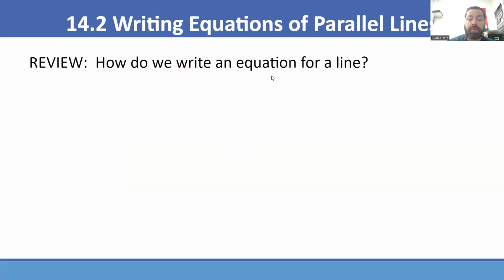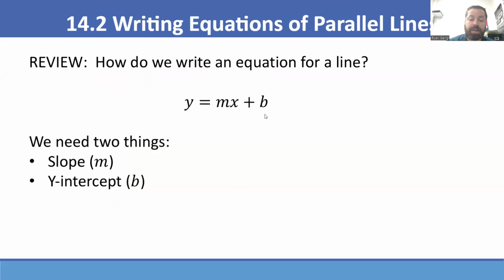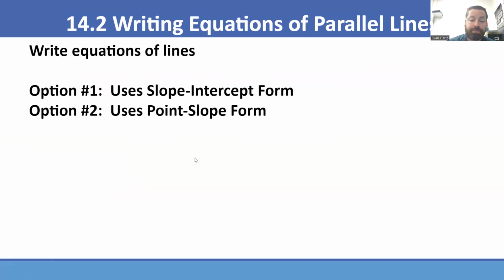So how do we write an equation for a line? This is all review, and I'm going to review it because this is a very important concept for these next two lessons. So how do we write an equation for a line? y equals mx plus b. We need two things: slope, which is m, and the y-intercept, which is b.